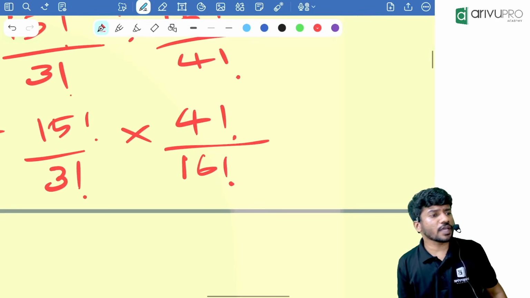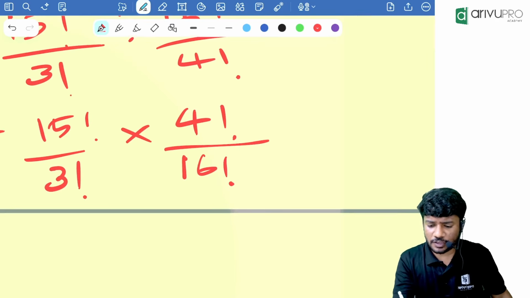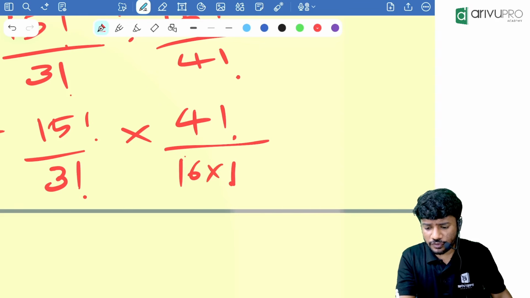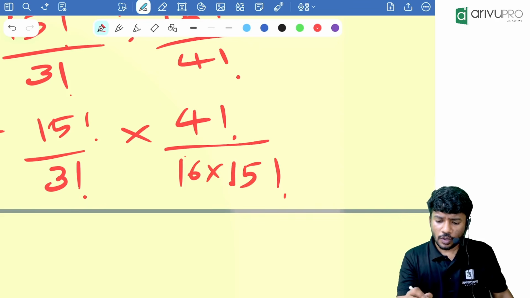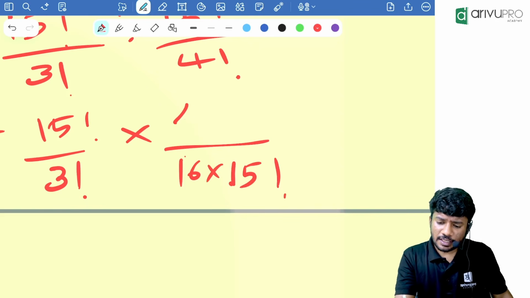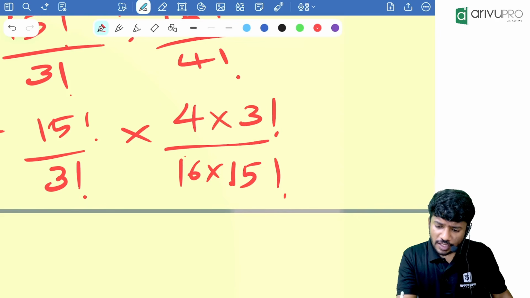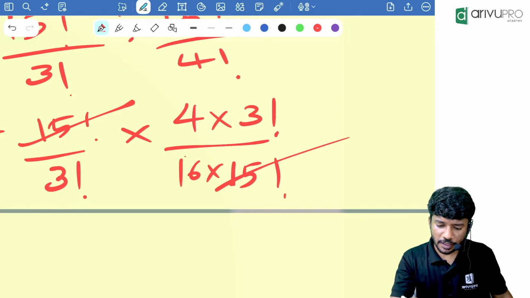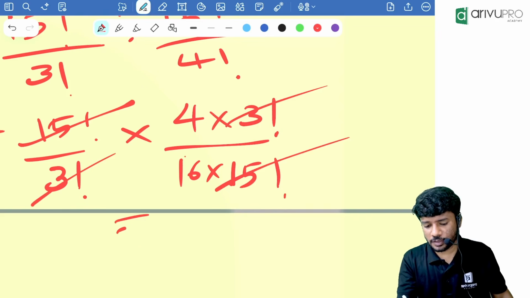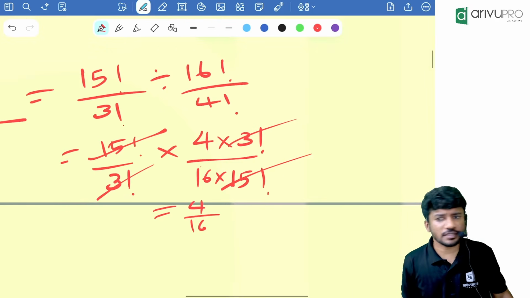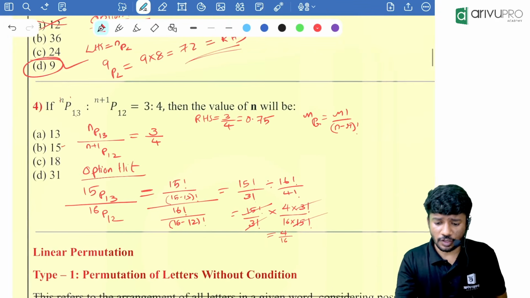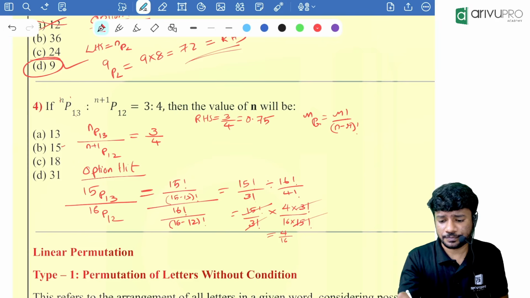Okay. So how to cancel things, you tell me. 16 factorial, can I write it as 16 into 15 factorial? Now 4 factorial, can I write it as 4 into 3 factorial? Now this cancels. Then what is remaining? This cancels. What is remaining, people? 4 divided by 16. How much is the answer? The same answer whatever we got. Now, is it the option? Correct answer? No. Which option is the right answer?